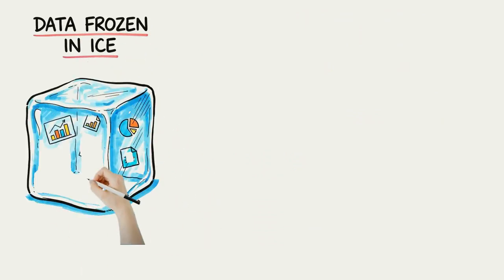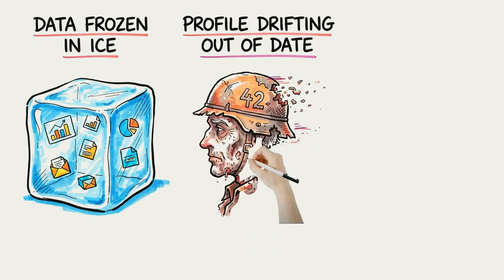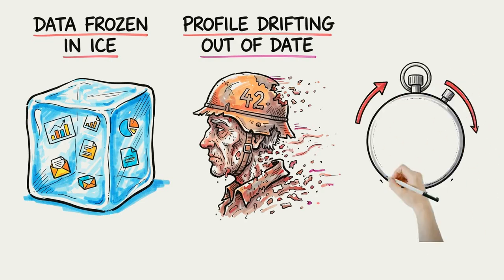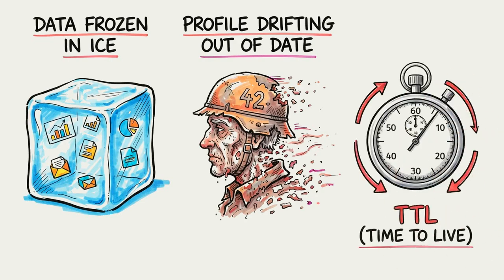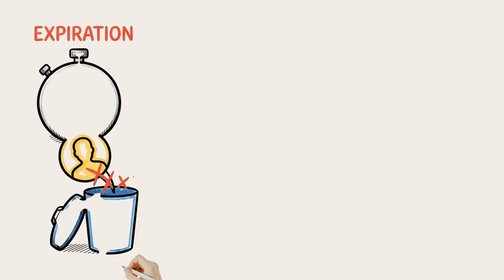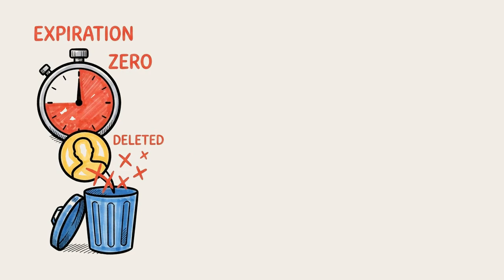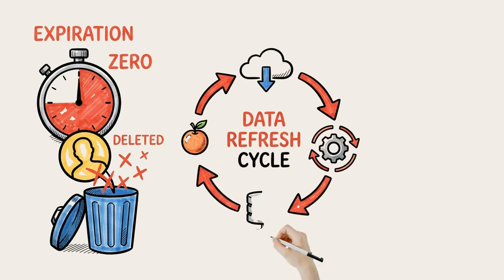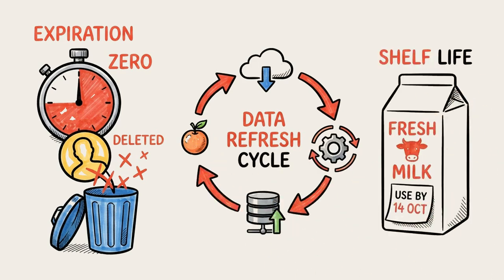But a cache copy is frozen in time, and player 42 keeps racing. His cached profile slowly drifts out of date. So every cache entry gets an expiration timer, called a TTL, time to live. Store his profile with a TTL of 5 minutes, and Redis deletes it automatically when the timer hits 0. The next request misses, fetches fresh data, and the cycle restarts. Stale data has a built-in shelf life.